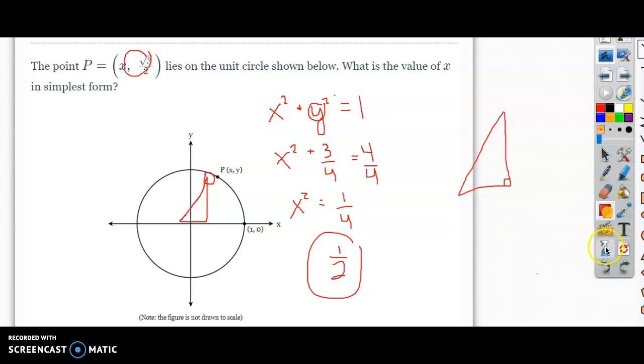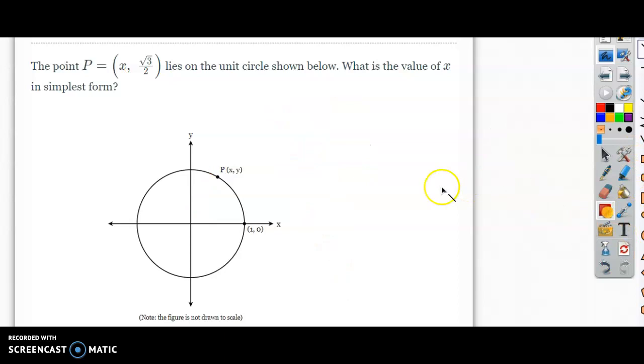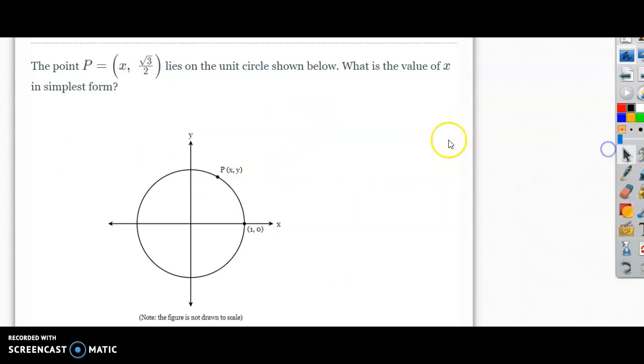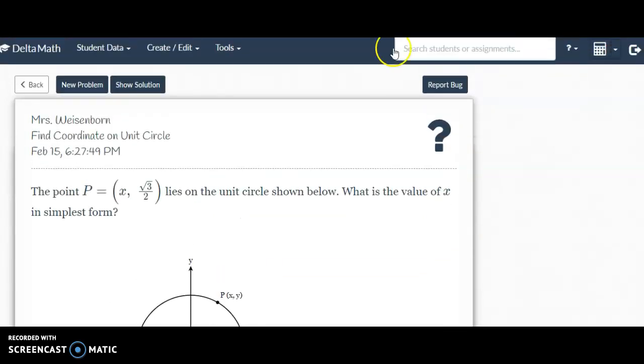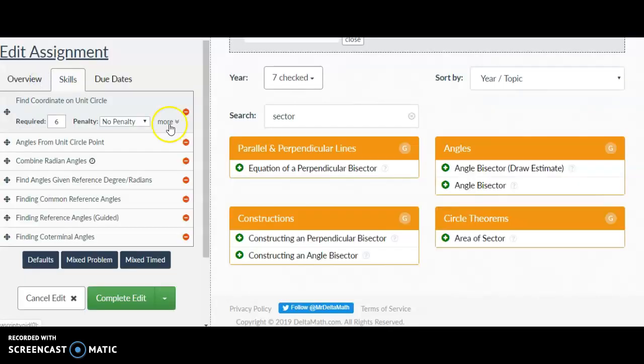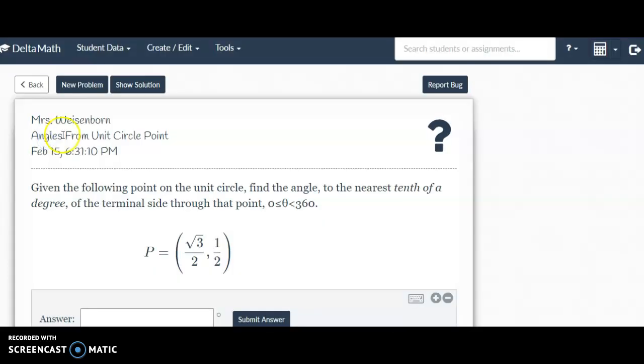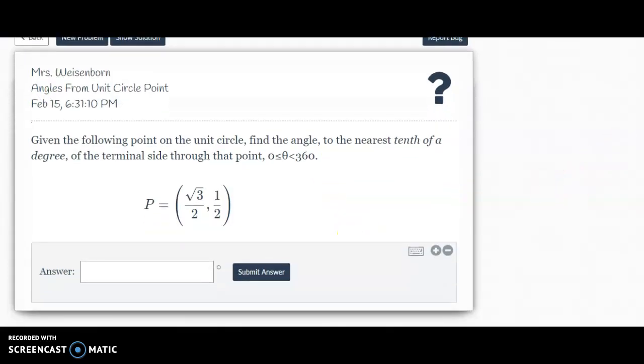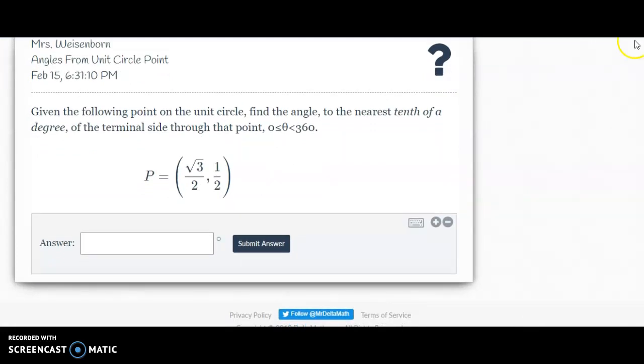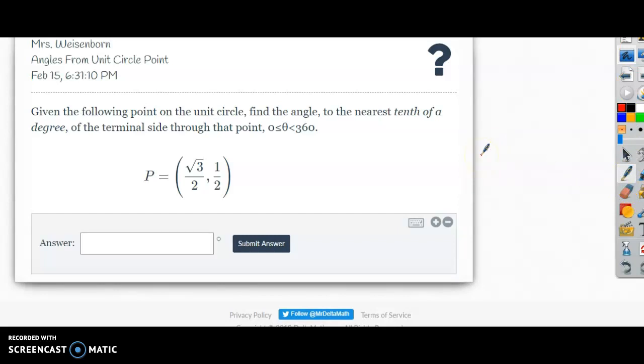Let me go to the other Delta Math assignment so that you can see what I was talking about with using trig to find the angle. Okay, so this is really a lot of review from when we talked about SOHCAHTOA. And like I said, you could use SOHCAHTOA or you could do law of sines, because I know a lot of you like that. And it is pretty simple, so just do what works for you.